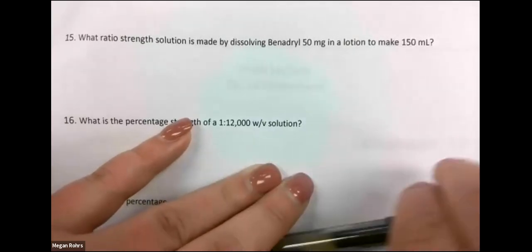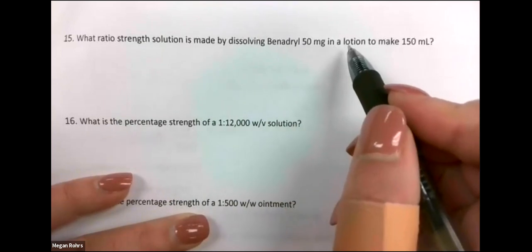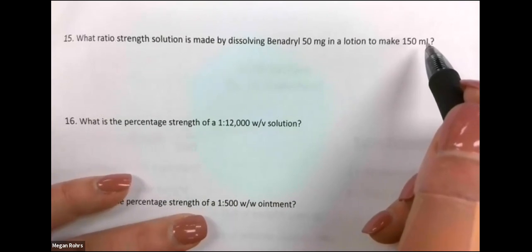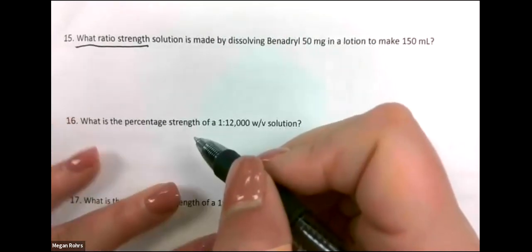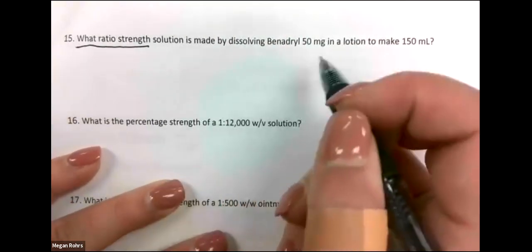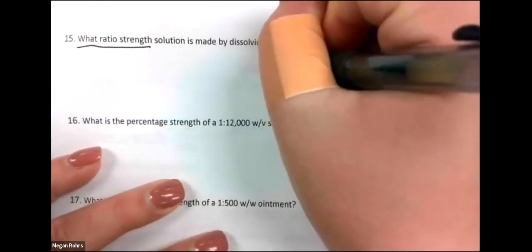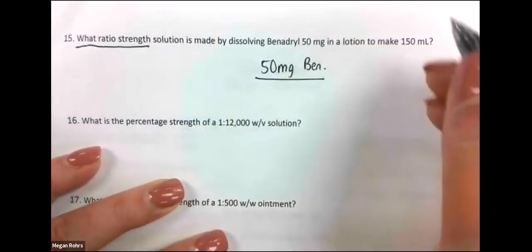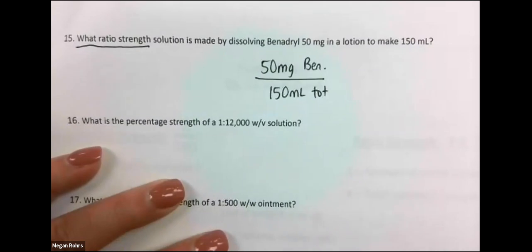Okay, number 15. What ratio strength solution is made by dissolving Benadryl 50 milligrams in a lotion to make 150 mils total here? Okay, so this time we're looking for the ratio strength. Okay, so let's start with what we know. We know that there's 50 milligrams of Benadryl in the 150 mils total lotion here.